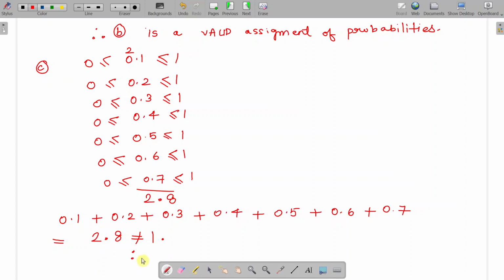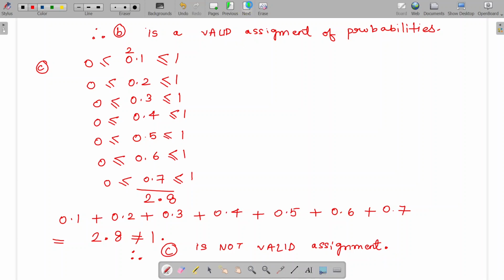So therefore this C is not a valid assignment, because a valid assignment should satisfy both the conditions. All the probabilities should be between 0 and 1 and the sum of all the probabilities should be equal to 1. So the second condition is not satisfied. So C is not a valid assignment. Okay, C is not a valid assignment.